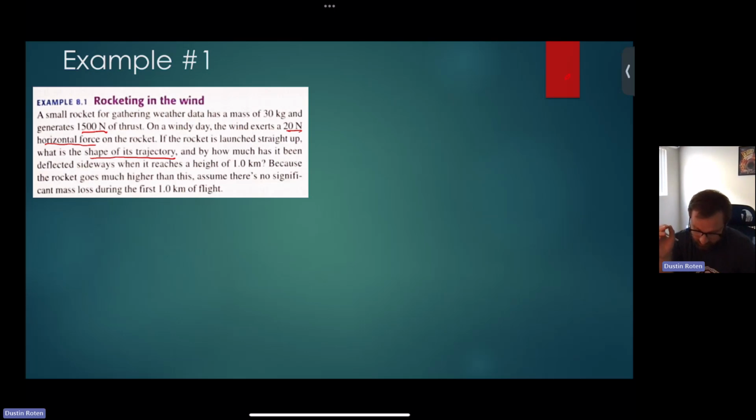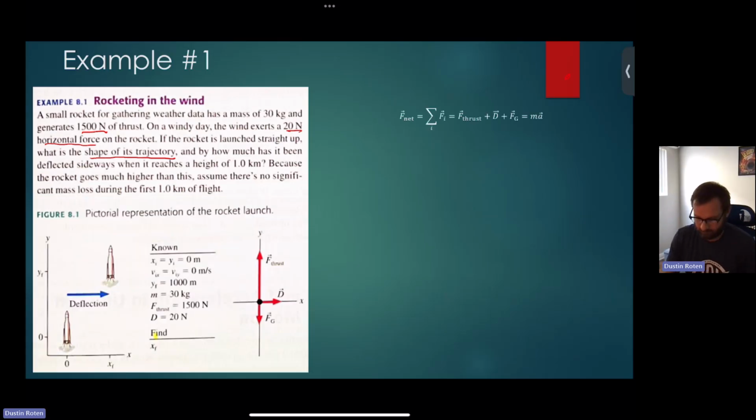Then there's just a little extra note here: because the rocket goes much higher than this, assume that the mass is the same. We are burning fuel quickly, but we're just going to assume that it's negligible for now. So as always, we need to come up with a picture. Here's my pictorial representation. Notice we've got some deflection going on. We also have the vertical thrust.